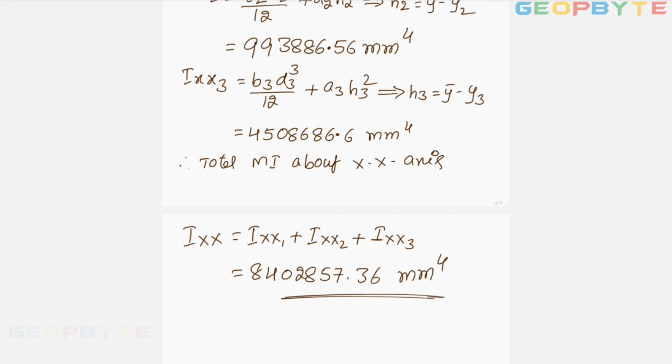Because of the space limitation, I have given some homework with this problem. You try to complete that homework. If you need any clarifications, please don't hesitate to approach me through the messages. So with this problem, I am concluding this video. In the very next video, we will discuss the moment of inertia for few more composite sections.